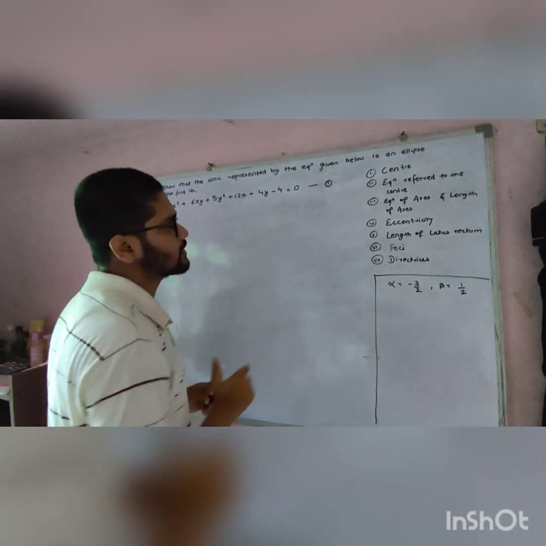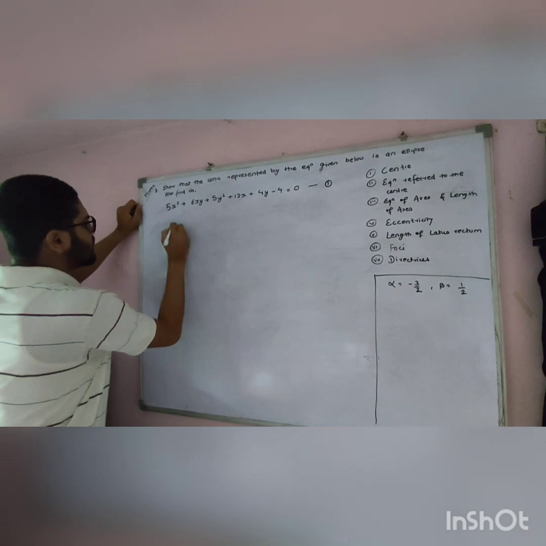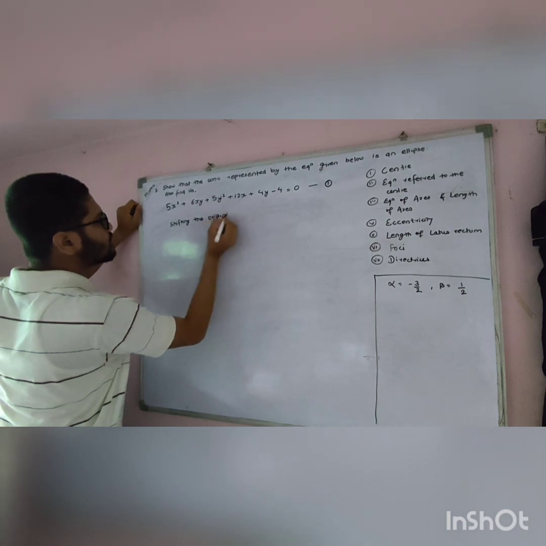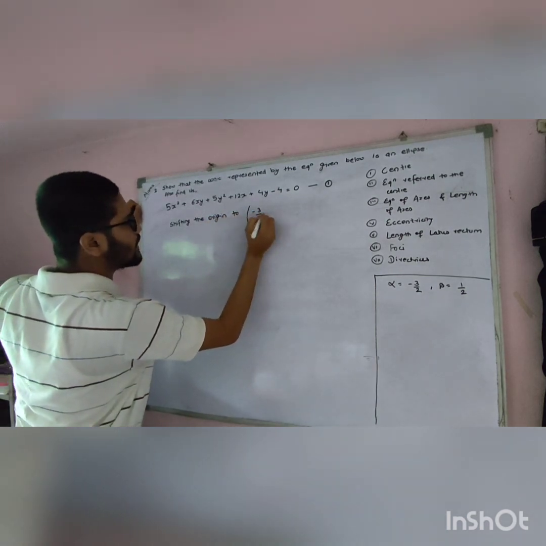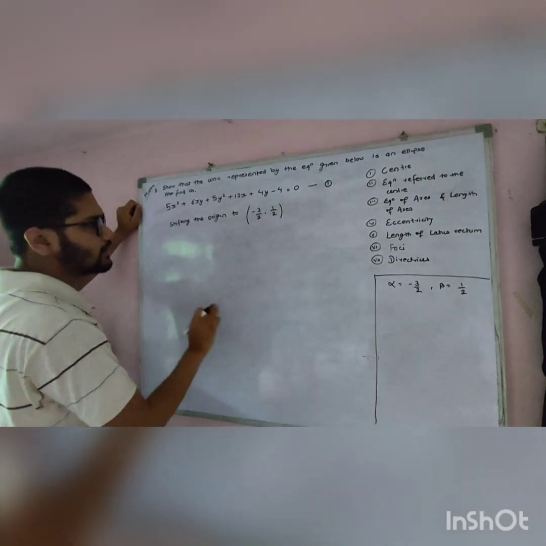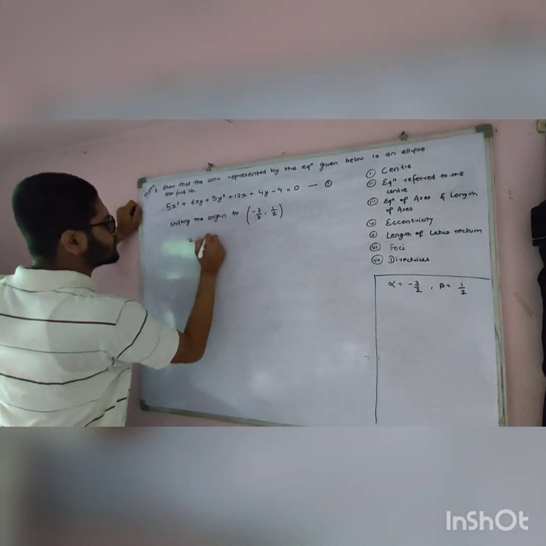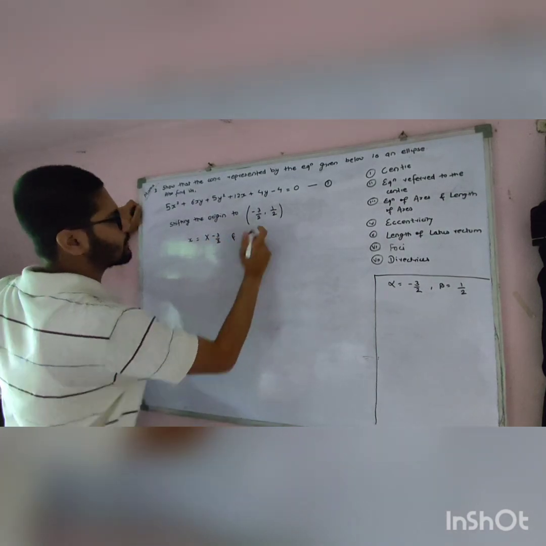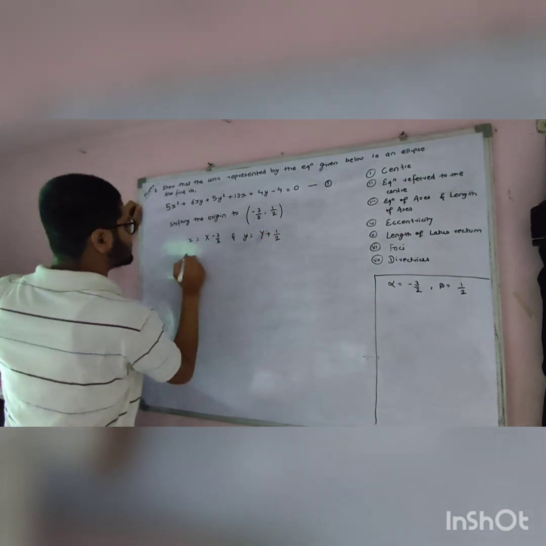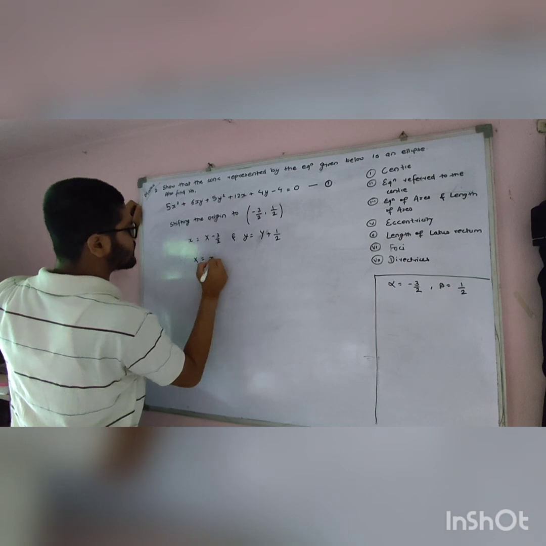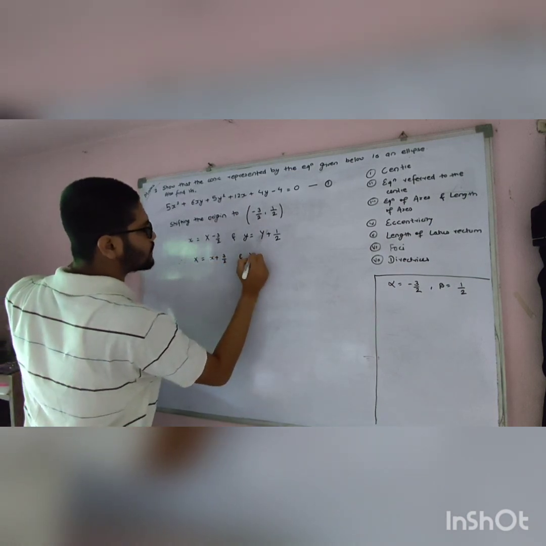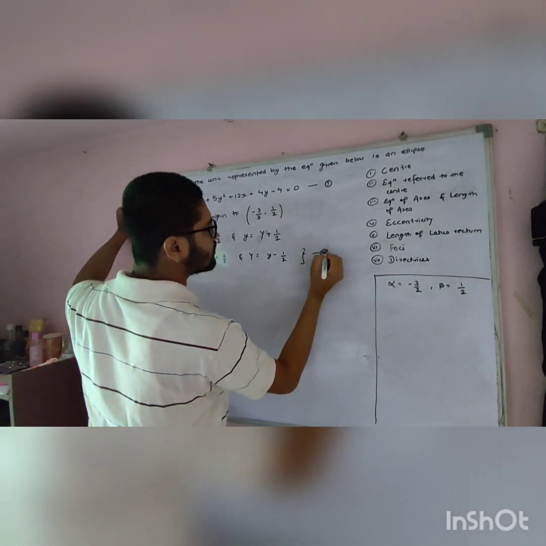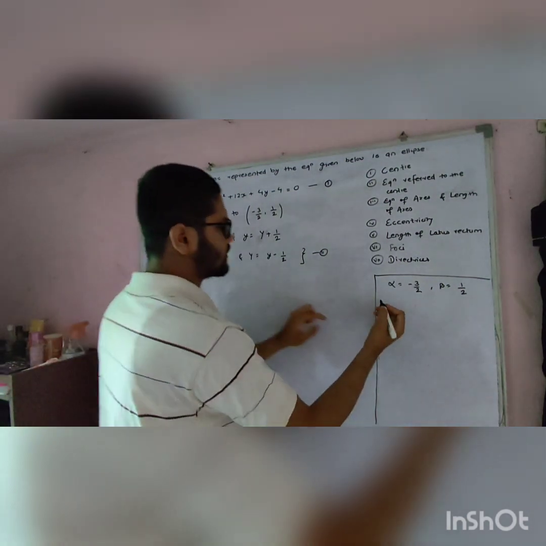Now to find the equation referred to the center, we are shifting the origin to minus 3 by 2 and 1 by 2, which we found earlier. So x is equal to capital X minus 3 by 2 and y is equal to capital Y plus 1 by 2. Therefore x will be X plus 3 by 2 and y will be Y minus 1 by 2. I'm supposing this as equation 2, which I think I should write here.